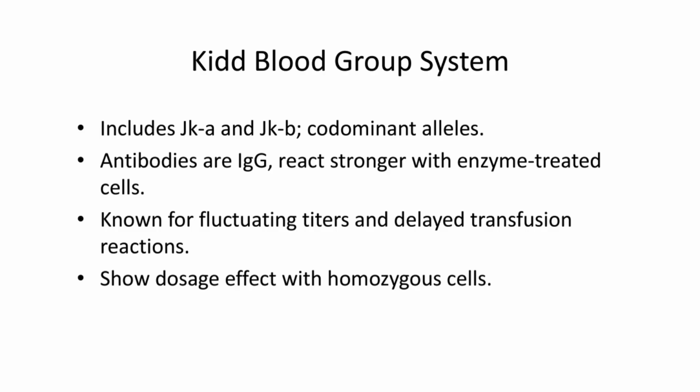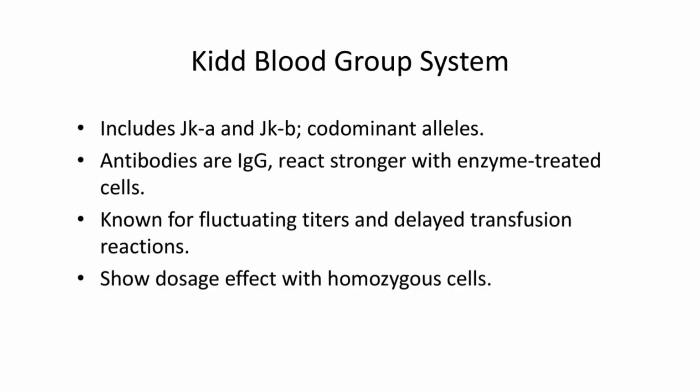The Kidd blood group system. The Kidd system includes two antigens, JKA and JKB, which are codominant alleles. This means that both antigens can be expressed simultaneously if inherited from different parents. Antibodies in the Kidd system have several notable characteristics. They are of the IgG class, making them clinically significant. These antibodies tend to react more strongly when red blood cells are treated with enzymes, which enhances antigen exposure.